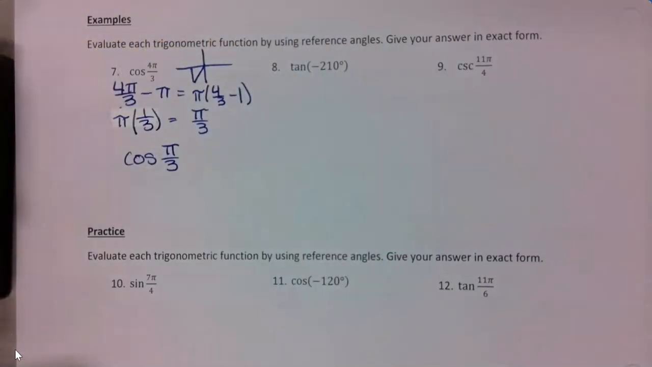If you pull out your notes from 5.2 day 1, remember that chart where we had all of the degrees? Why is it in the third quadrant? Because that's where 4 pi thirds is. It's more than 1.